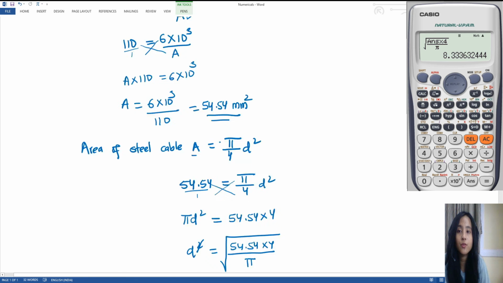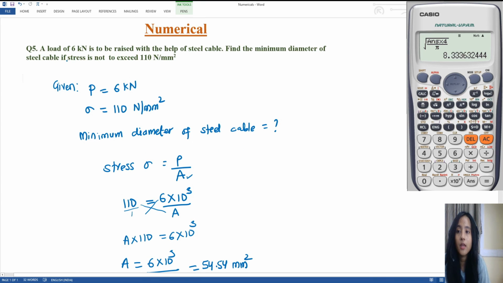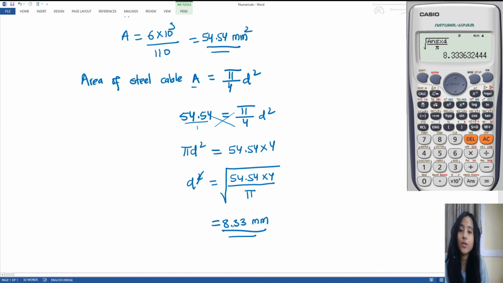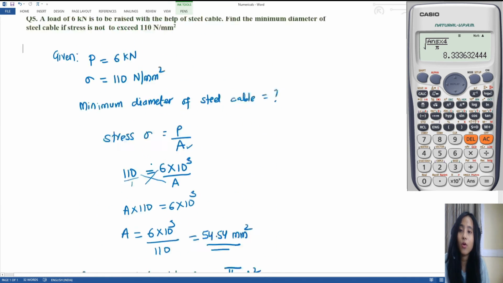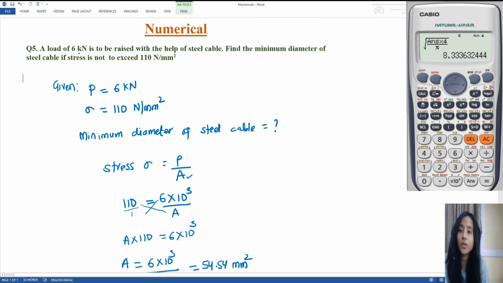If we have to lift this load of 6 kilonewton with a steel cable, and the steel cable's stress should not exceed 110, then the steel cable should have its diameter equal to 8.33 mm in order to lift this 6 kilonewton load.